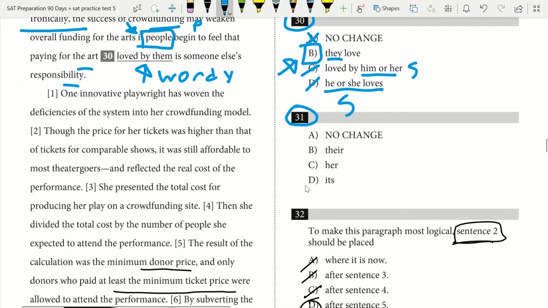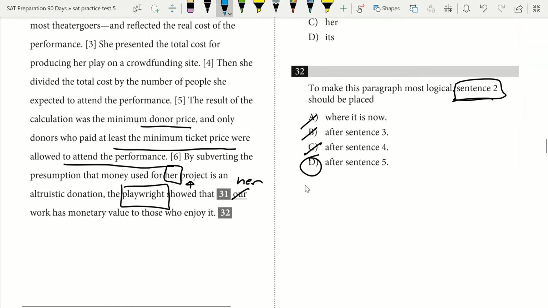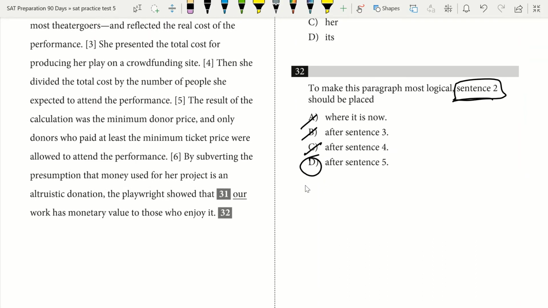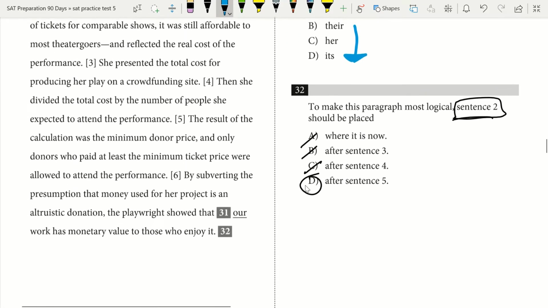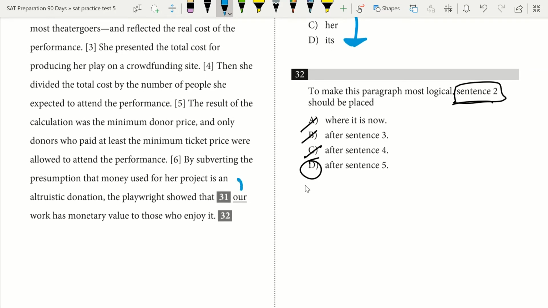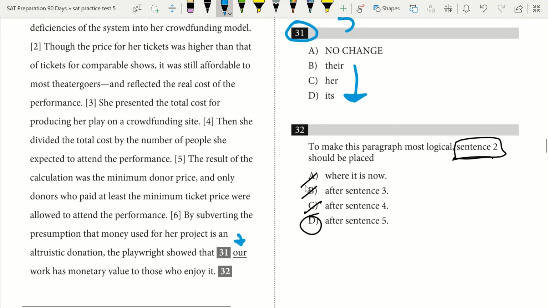Okay, next up is 31. I'm just going to skip down to where it is, and I'm going to show you what I look for here. One thing that I immediately see with 31 is that I have their, her, and its. I know that those are pretty much all here testing me on pronouns. So if I have their, her, its, I'm assuming no change would obviously be another pronoun as well, which I see it is. I see it's are. So I know that this is testing me on my use of pronouns.